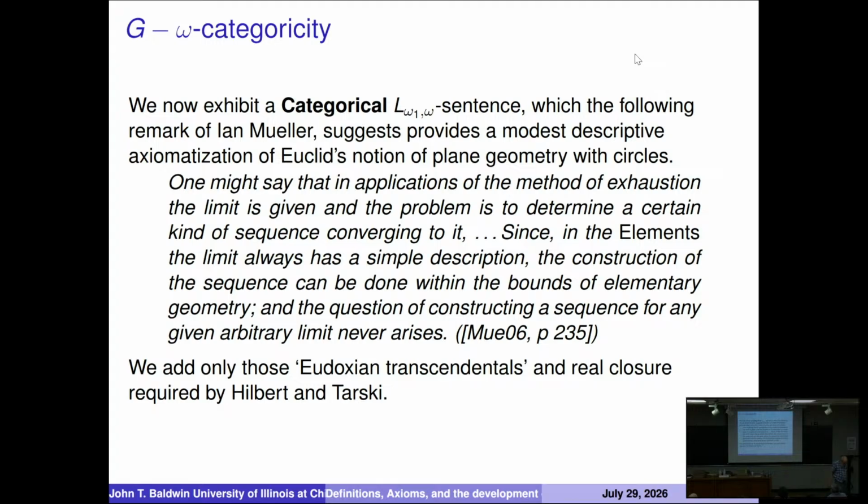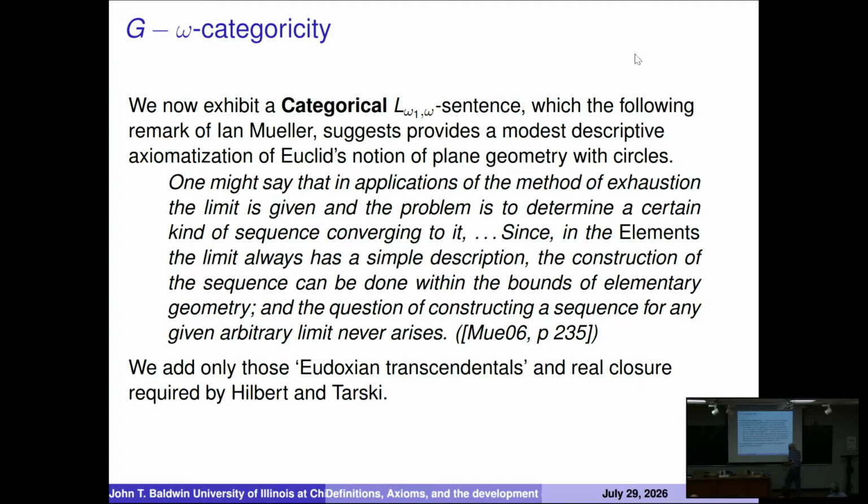So this is from Ian Mueller's book on the logic of Euclid or something like that is the title. And he says, one might say that in applications of the method of exhaustion, the limit is given, and the problem is to determine what kind of sequence converges to it. Since in the Elements the limit always has a simple description, the construction of the sequence can be done within the bounds of geometry, and the question of constructing a sequence for an arbitrary limit never arises.